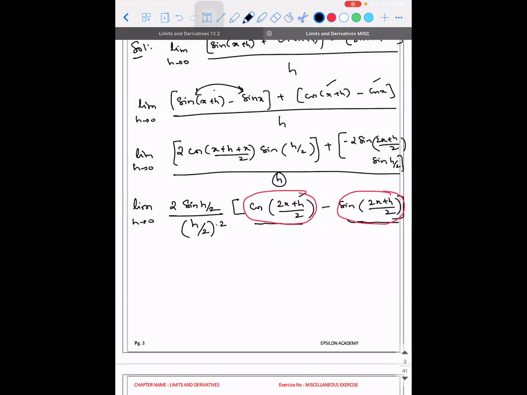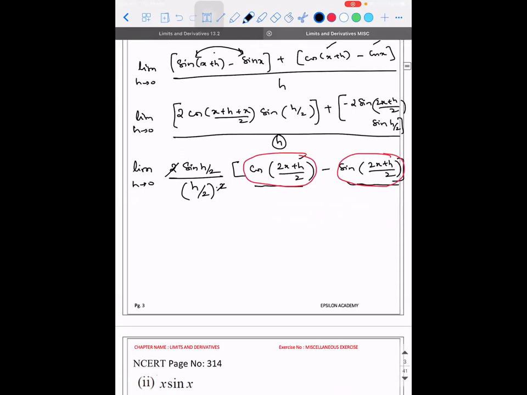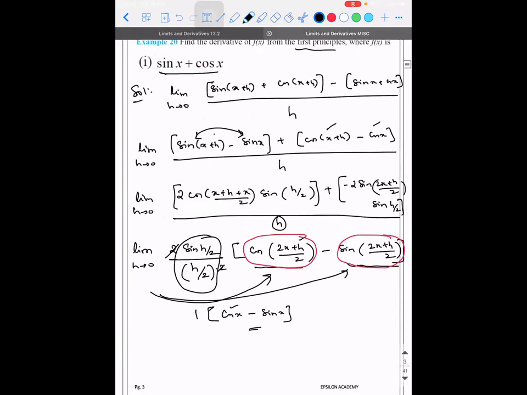Divide by 2 and multiply with 2 so that this 2 and this 2 will get cancelled. Limit h tends to 0, sin h by 2 by h by 2 is how much? 1. Correct? When I substitute it here, it will be cos x minus sin x. When h tends to 0, that's the answer, no? We know that, because the derivative of sin x is cos x, and the derivative of cos x is minus sin x. Are you clear?